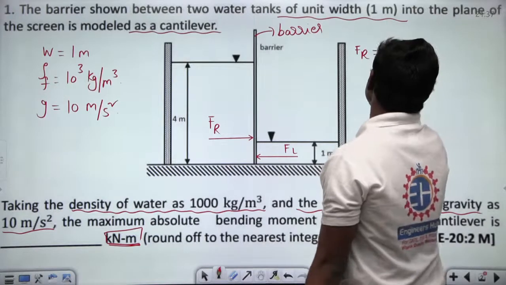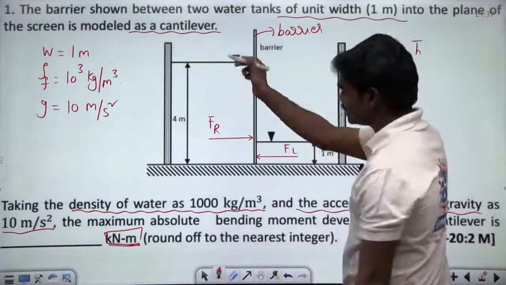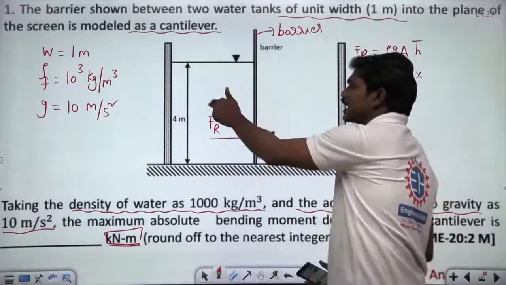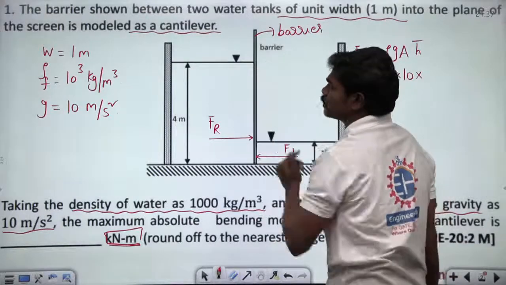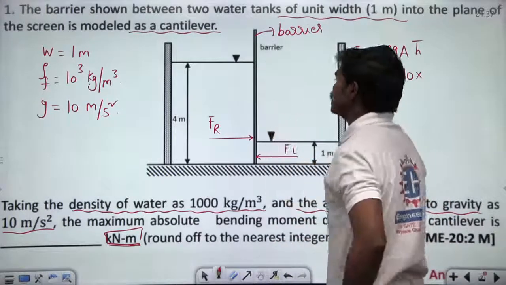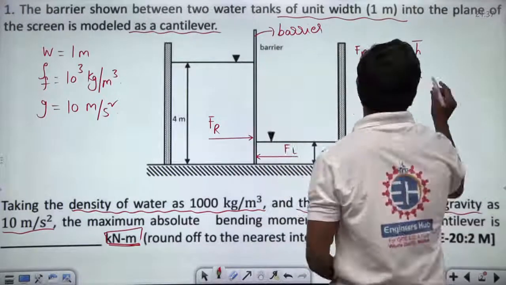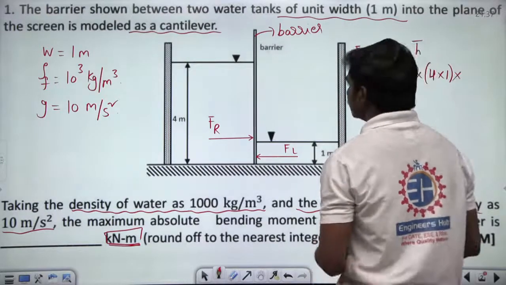You know this, correct? So in this case, density is 10 cubed, acceleration due to gravity is again taken as 10, into the area of contact of this barrier and the water on the left side. Look, this height is 4 meters and the barrier has a depth of 1 meter into the screen. So what is the total area in contact with the fluid?